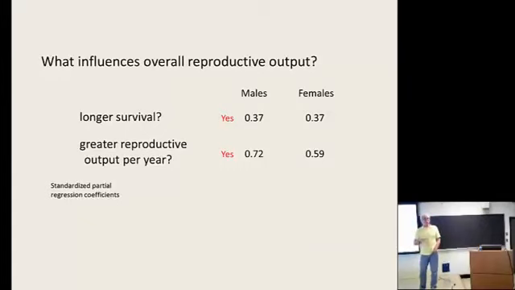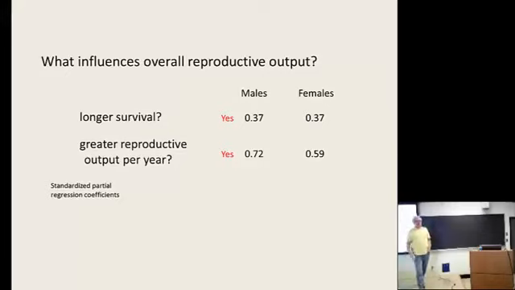We actually have the opportunity to ask what is responsible for that variation in reproductive output. Is it due to the fact that some colonies just survive longer than others, and therefore have more opportunities for reproducing? Or is it due to greater reproductive output per reproductive opportunity? The answer to both of those is yes. These are standardized partial regressions. Longer survival matters for both male output and female output. By chance, they end up being the same coefficient.